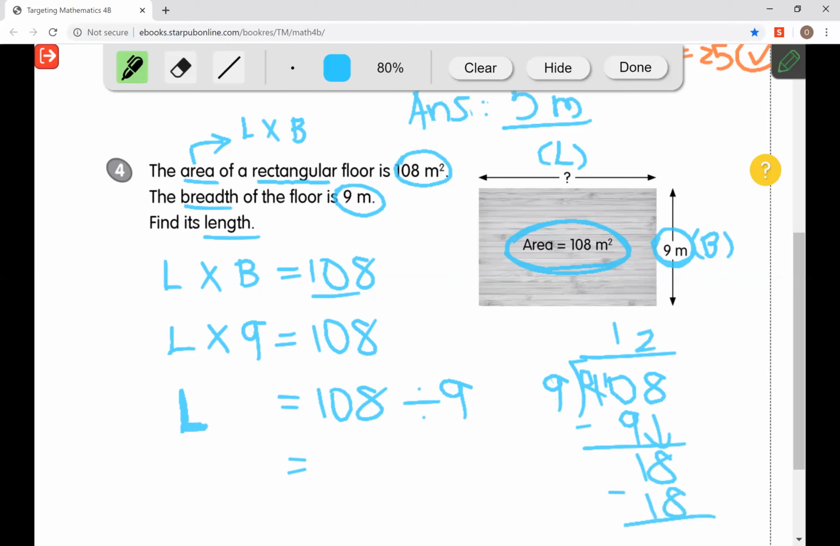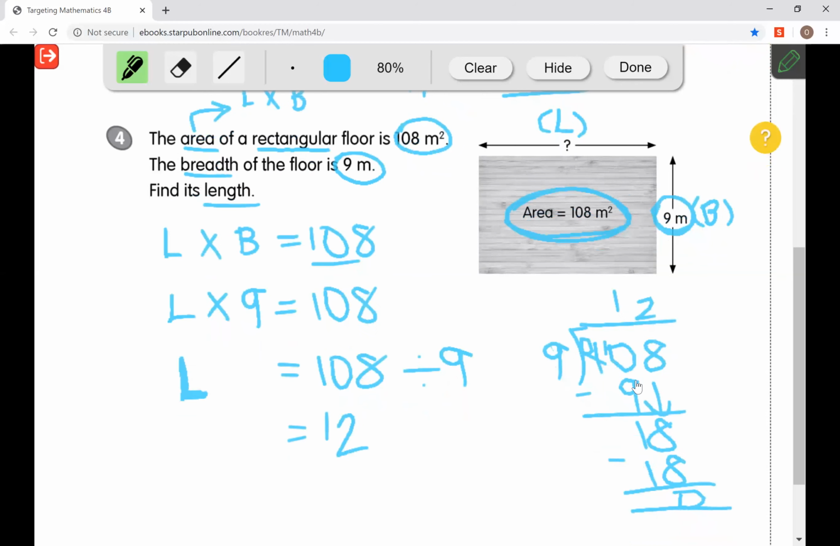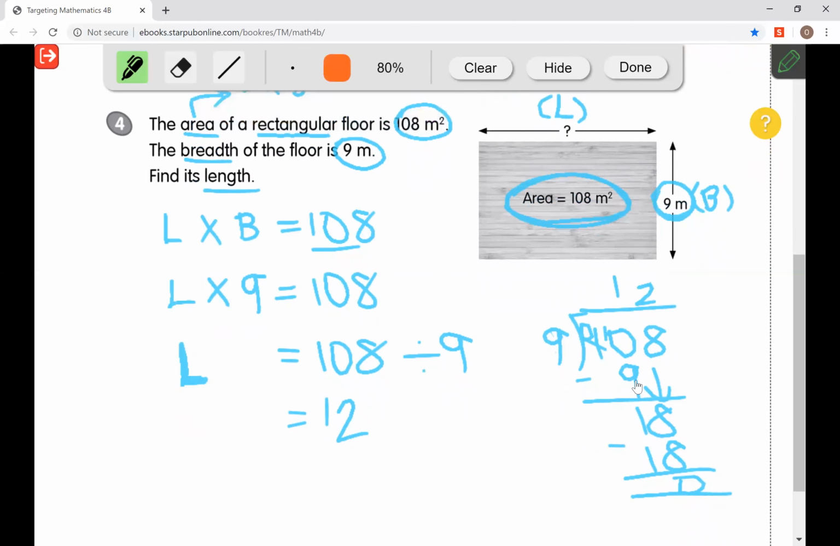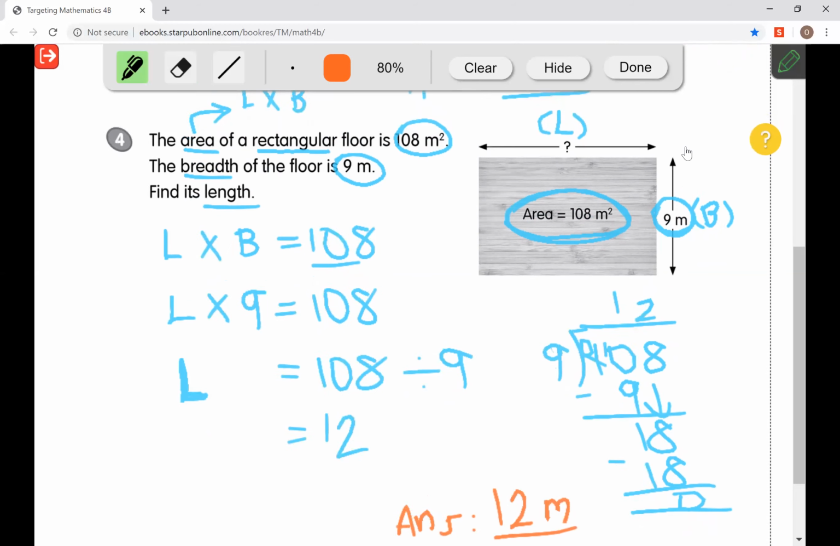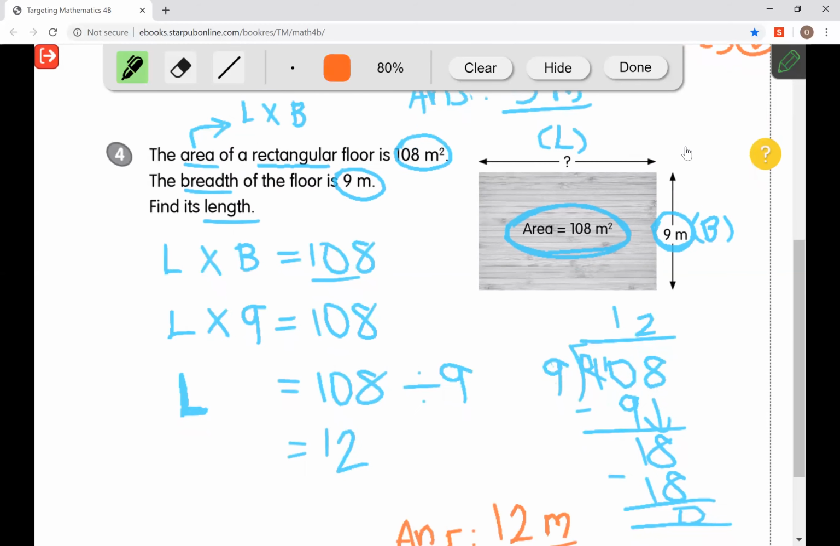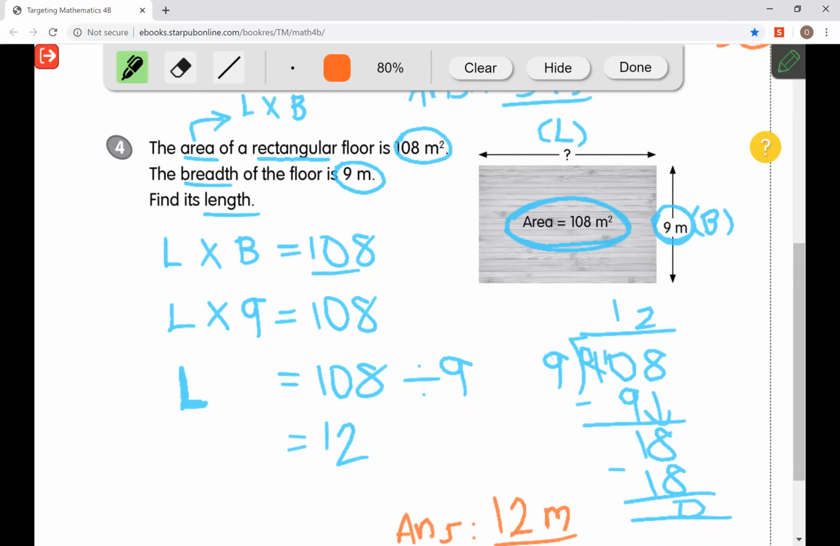And we get 12. So the length of this rectangle is 12 what? 12 centimeter, 12 meter, 12 donkeys. It is 12 meters. Okay? So one important formula to take note of from this question is that the area of a rectangle is length times breadth.